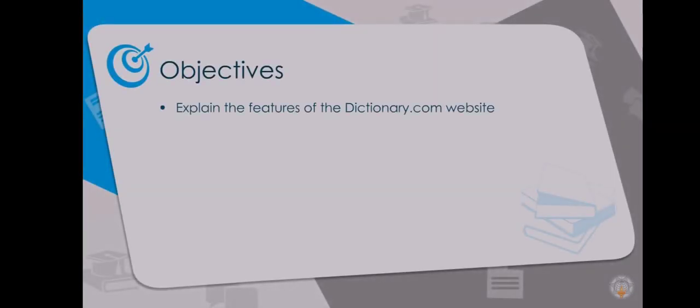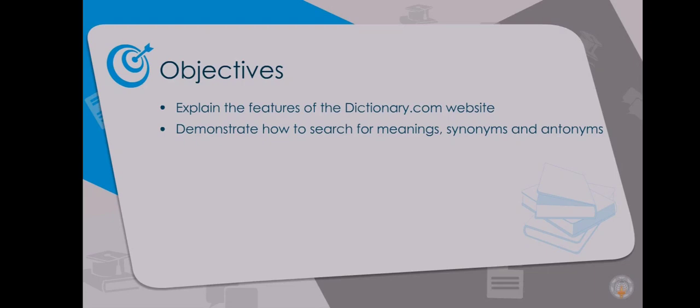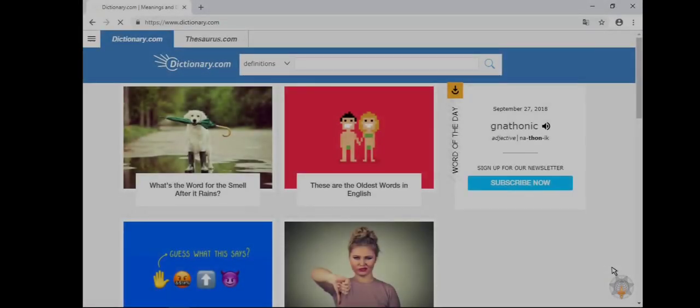At the end of this activity, you will be able to explain the features of the Dictionary.com website and demonstrate how to search for meanings, synonyms, and antonyms. Dictionary.com is an online resource which provides definitions as well as synonyms and antonyms of English words. Thus, it is both a dictionary and a thesaurus.